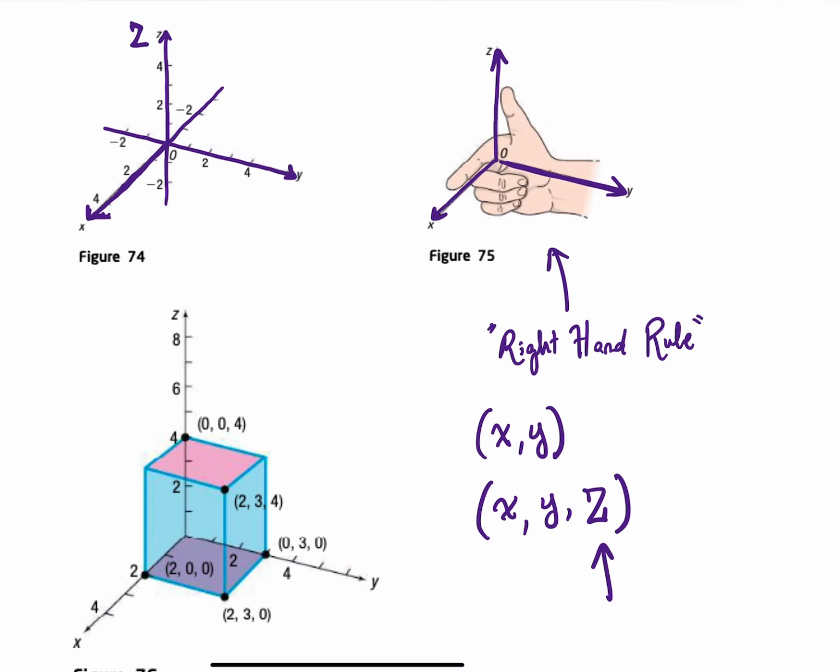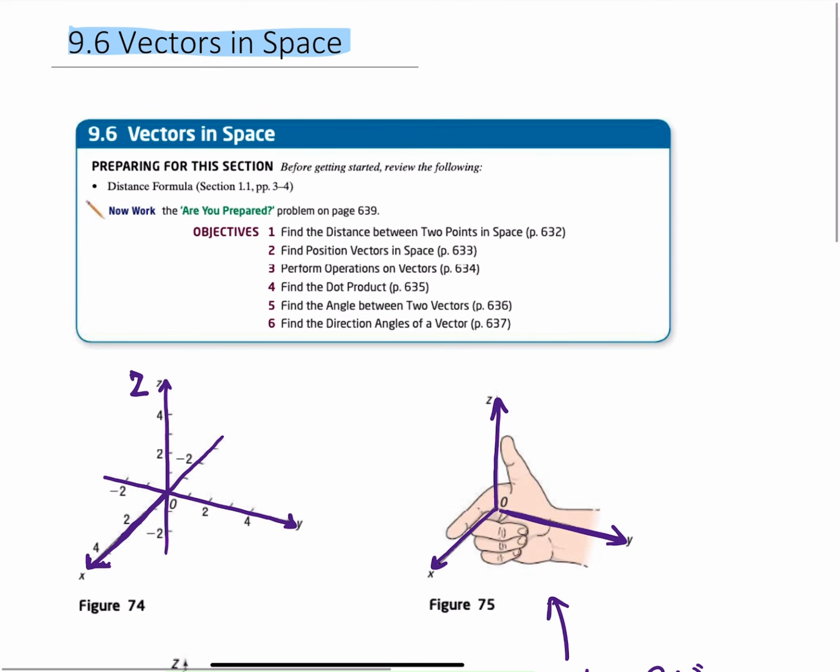Okay, so that's it for this section. Come back up here. We found the distance between 2 points in three-dimensional space. We used that to find the position vector in 3 dimensions. We did our operations: addition, subtraction, scalar multiplication. We found the dot product in 3 dimensions, the angle between two vectors, and how to work with the direction angles. And mostly it was our same formulas, just with the third term for the third dimension.